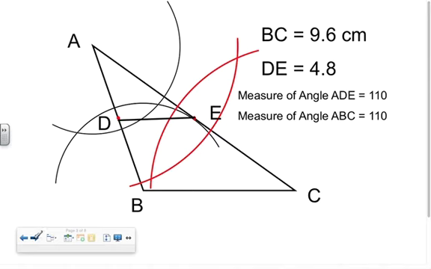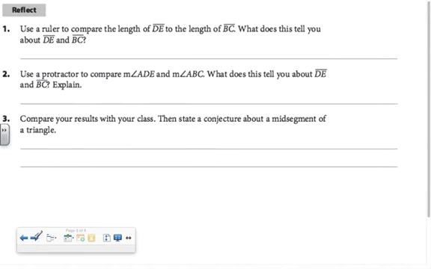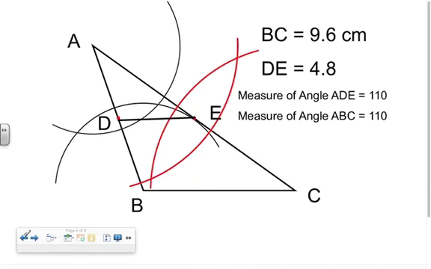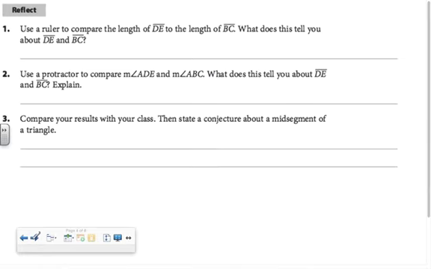Then on this screen, it's asking you to use a ruler to compare the length of DE to the length of BC. And in trying to make this video as manageable and watchable and not lengthy as possible, I've already done that for you. So I measured the length of DE, it's approximately 4.8 centimeters. I measured the length of BC, it's approximately 9.6 centimeters. So what does this tell you about DE and BC?